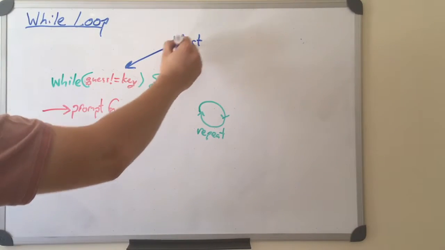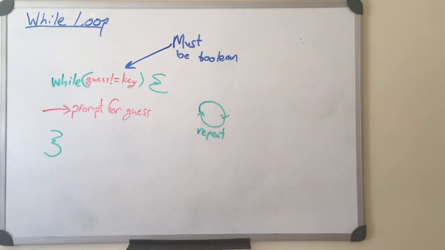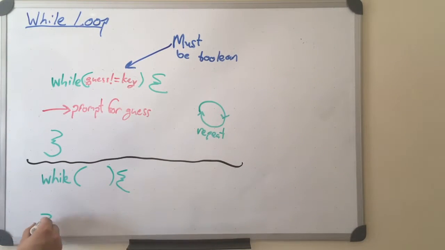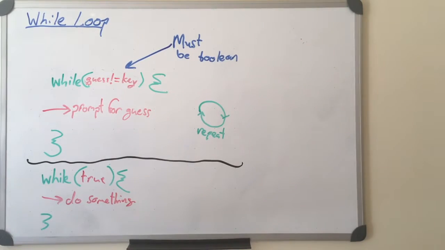Conditions in loops, just as in selection structures, must produce a Boolean result, that is, true or false. In fact, you can create something called an infinite loop by simply having the condition as true. As the name suggests, this will run forever, or at least until the program is terminated.